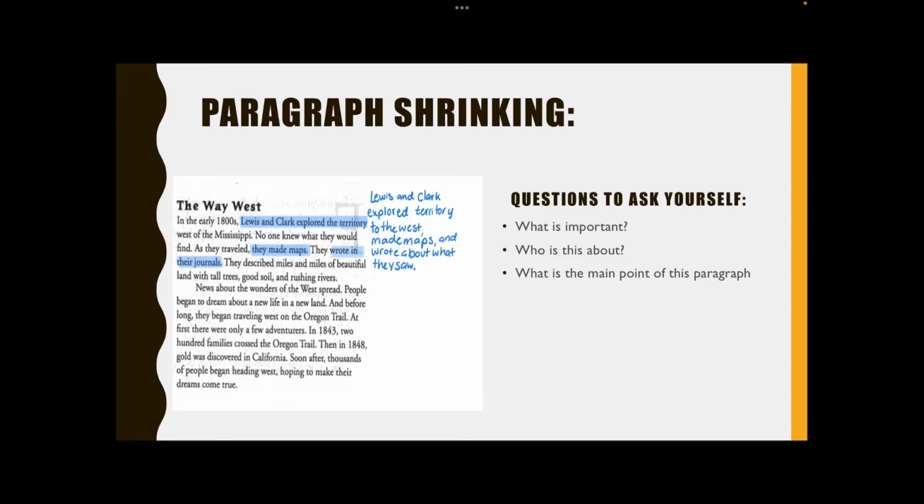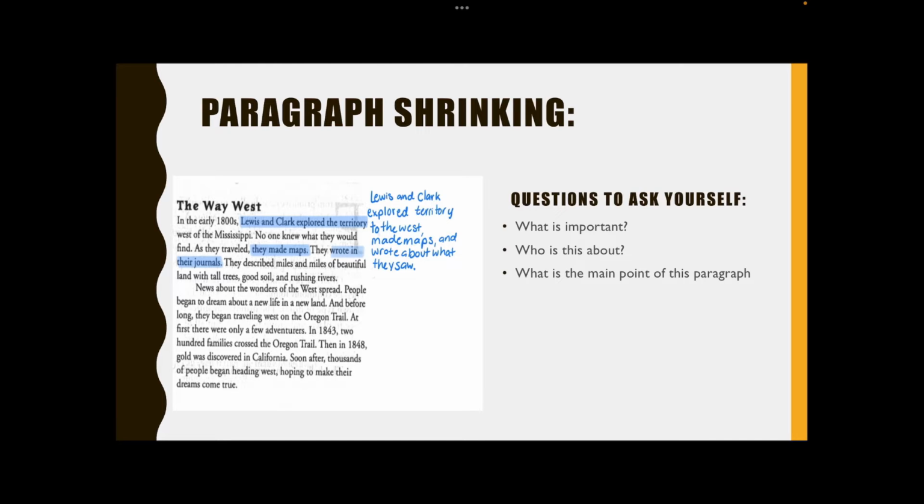So the main point is also part of what is important. And if it's no longer talking about Lewis and Clark, that is when we're going to figure out who it is about. So let's read this next paragraph, and while I'm reading it, I want you to think to yourself about these three questions, and then we'll talk about sentences or key points that we think are important.